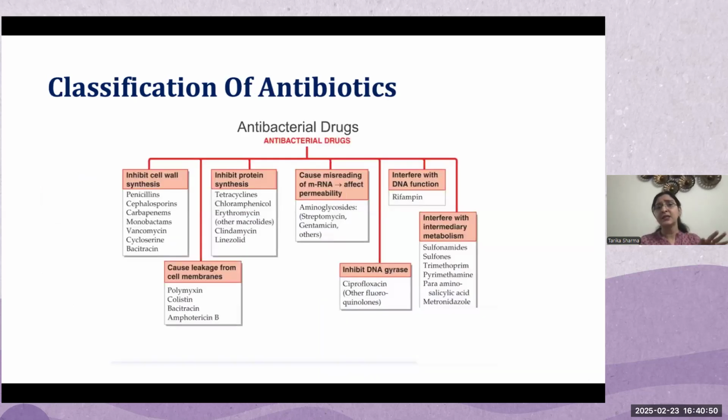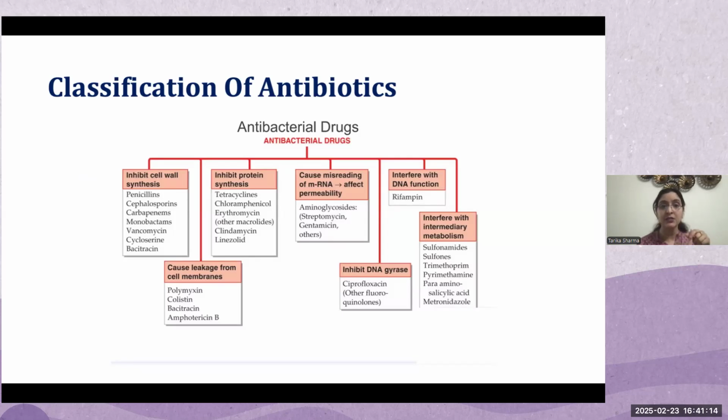As we were just discussing, we now have a long classification of antibiotics, where we can have the antibacterial drugs or antibiotics, like the drugs which inhibit cell wall synthesis, like you have the penicillins, cephalosporins, carbapenems, monobactams, vancomycin, very commonly used medications.